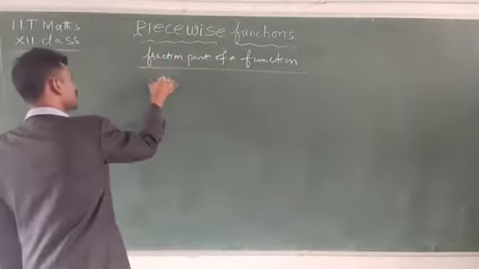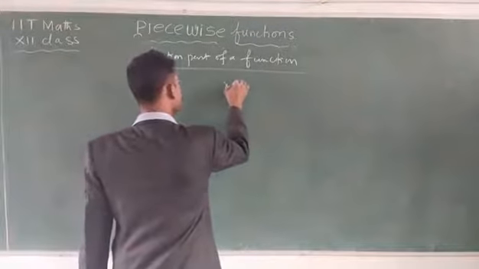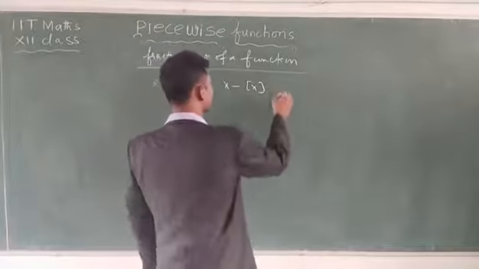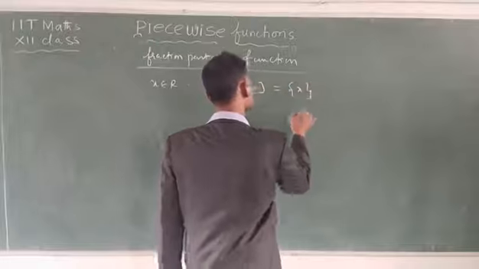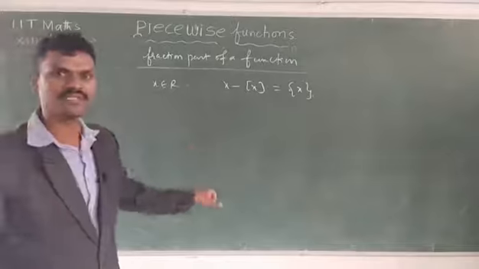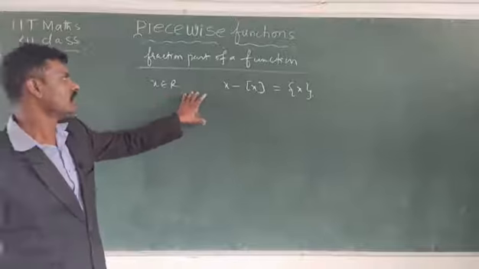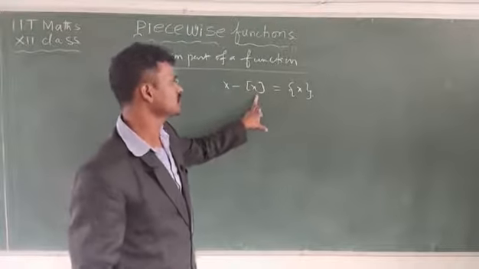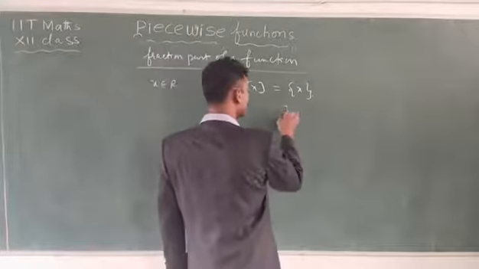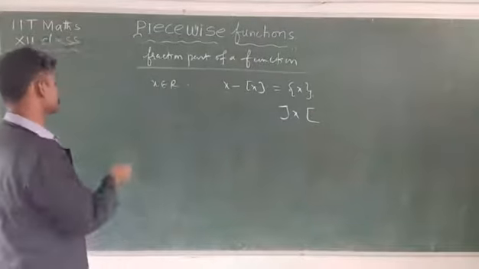Fractional part of a function. Let x belong to R. The fractional part of the function is x minus [x], where [x] is the step (greatest integer) function. It is denoted by the curly bracket {x}. Once again, the fractional part of a function is x minus [x], denoted by {x}, where [x] is the open bracket of x.